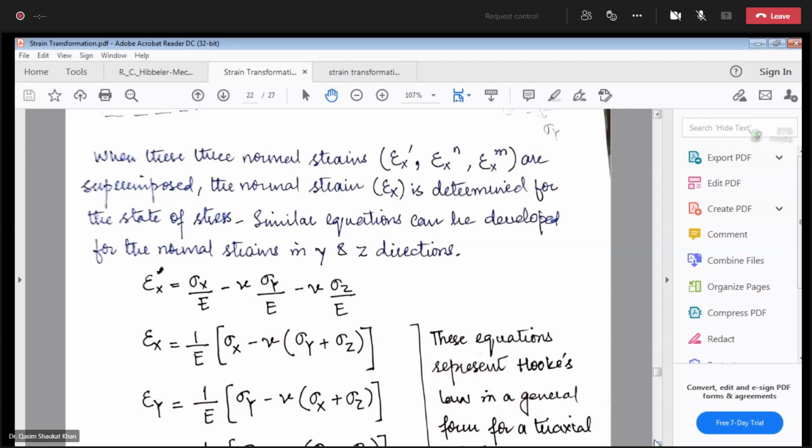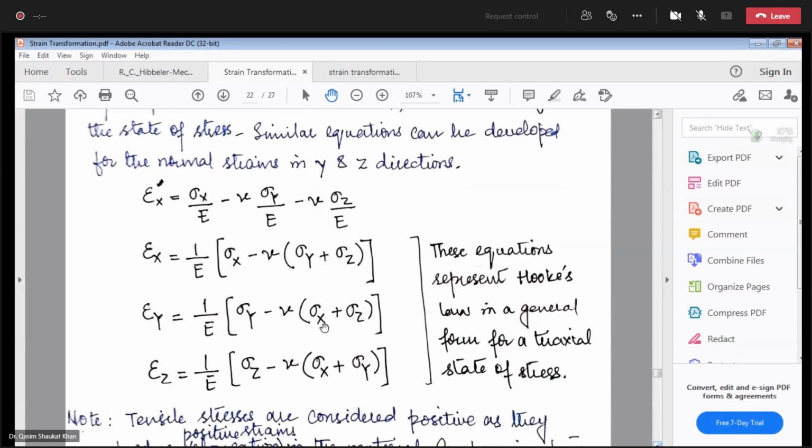You need to do one thing after the lecture: work this out yourself, and if you find any difficulty, you can ask me. Now the simplified form: epsilon x is sigma x over E minus mu times sigma y over E minus mu times sigma z over E. Taking 1 over E as common, 1 over E bracket sigma x minus mu times sigma y, and this minus and this minus will become plus, so plus sigma z. In the same way you will get the equations for the normal strains epsilon y and epsilon z.